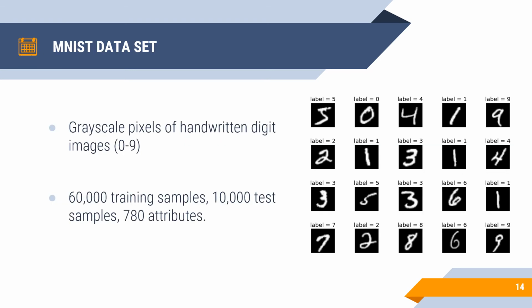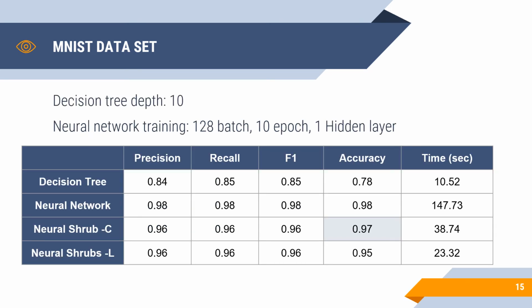We started with the MNIST dataset. The goal was to classify handwritten digits into the correct digits. Since the precision and recall were similar, we used accuracy to pick the best model. We found that the neural networks outperformed the neural shrubs. However, the training time for neural shrubs was way smaller.